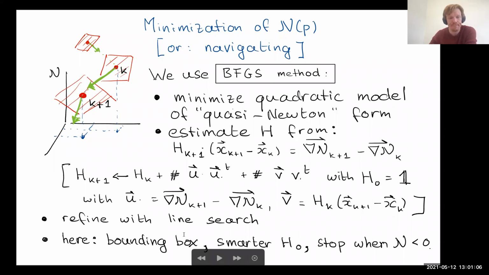So we did only minor modifications. We imposed the bounding box. So we said, well, the line search should terminate at some point because we don't want to go to the continent. We want to stick to the island. So we imposed this bounding box.